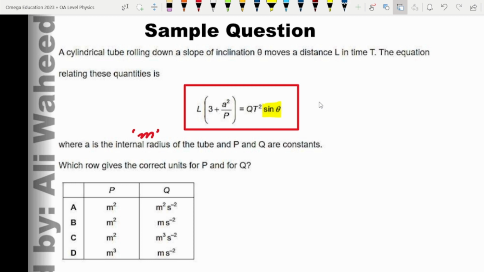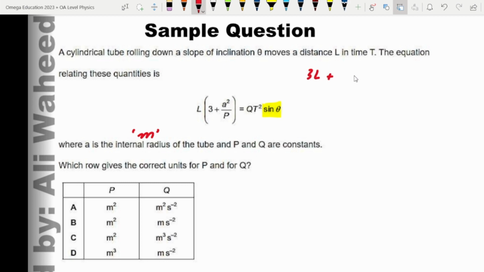You can multiply L with this bracket, and you'll be left with 3 times length plus a square L divided by P equals QT square. And no sine theta there once again. You know the reason. In the next step, you have to use the very same pointer that I wrote previously.